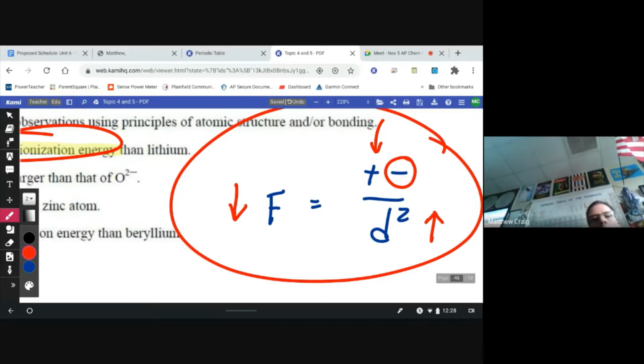Oh, I would write that equation every time and draw the arrows accordingly, and then have the discussion that the nitrogen's more negative. Therefore, the distance is going to be larger. Therefore, the force of attraction is going to be smaller. Okay?